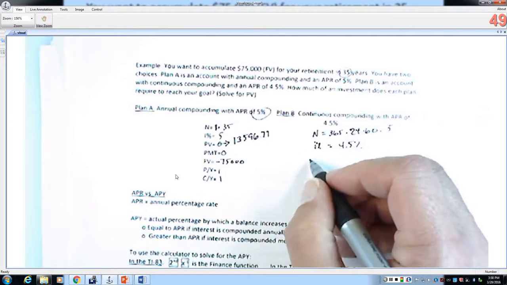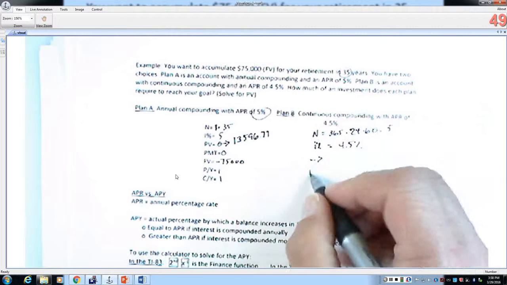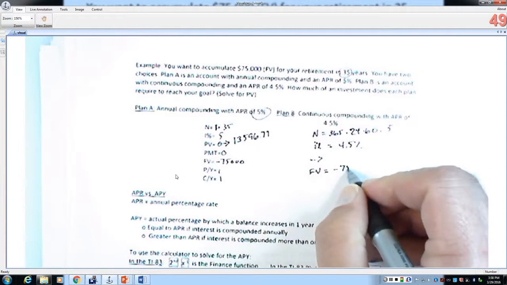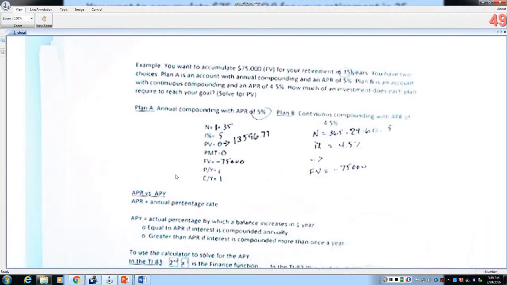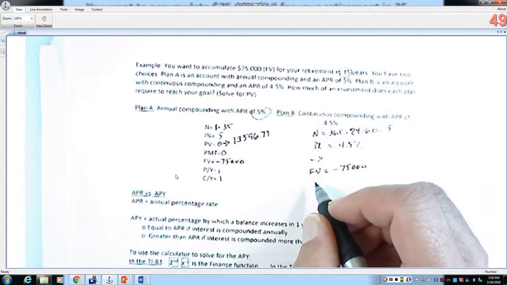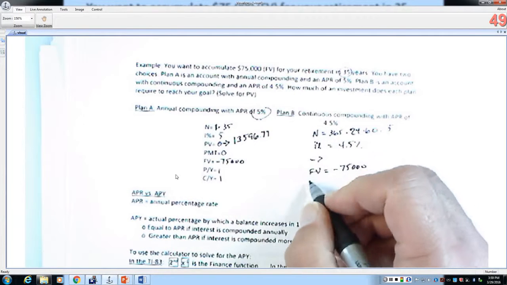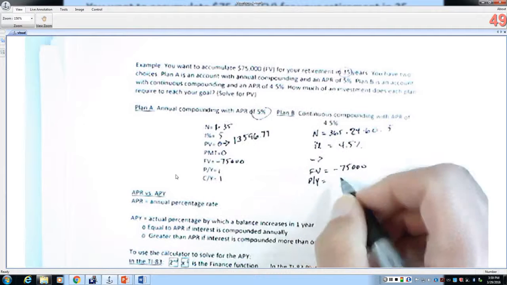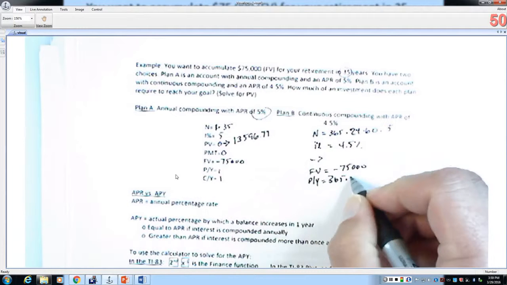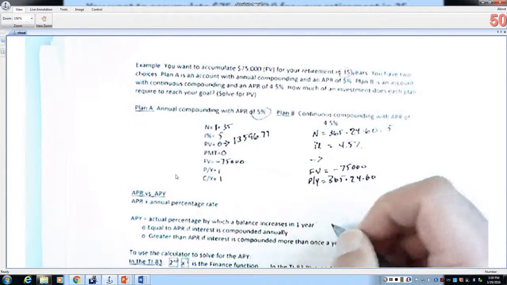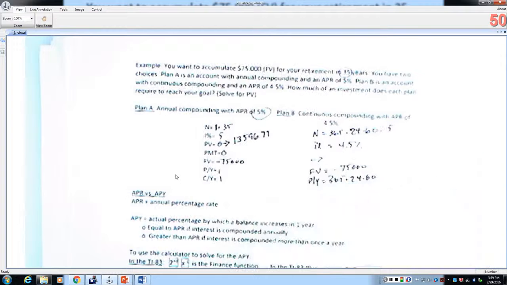Now I don't care about payments, so I'm not going to do payments. My future value is still negative $75,000. I still want to find out what my future value of $75,000 is going to be. And then basically my compounding is going to be 365 times 24 times 60. The other one will do the same thing.